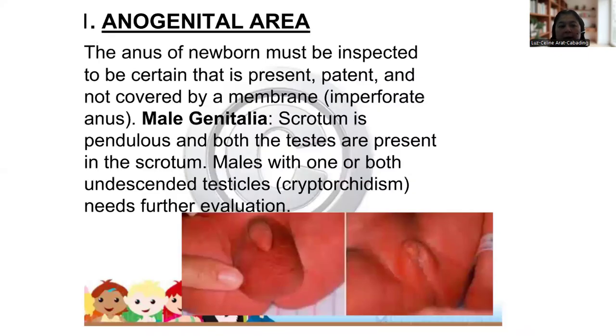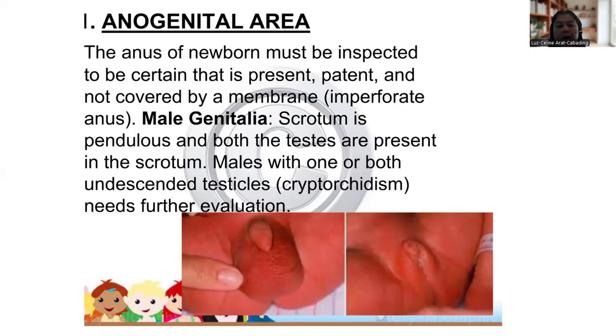We look at the anus and the genital area, or anogenital area. So, the anus of the newborn should be inspected to see that it is open. Okay, it is not covered by a membrane, because when it's covered, we call that imperforate. That means there's no opening. So we will have an issue now with the GI of the newborn.